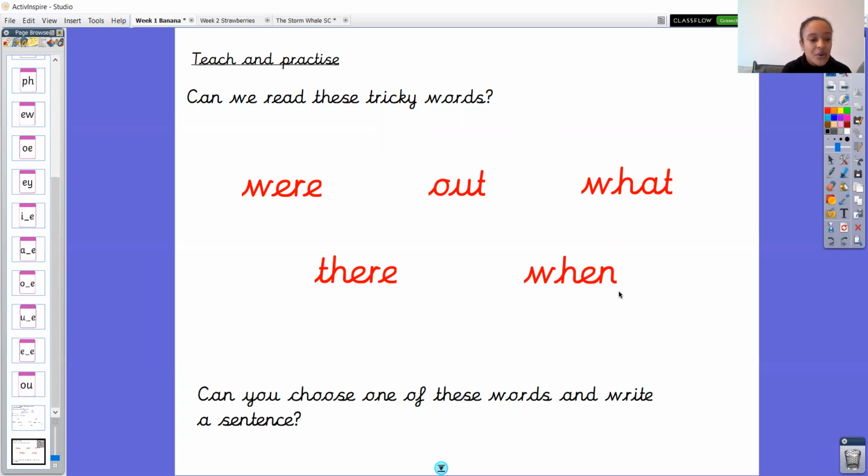Okay, so your next job this morning is to choose 1 or 2 of these words and write it in a sentence for me. It's really good to practice writing these words down. So you could choose were, out, what, there, and when, and you could do a sentence with 1 or 2 of them. Or if you really want to challenge yourself and impress me today, you could write 5 sentences with one of those words in each. So have a really good go at thinking about a sentence. Pause the video to do that.